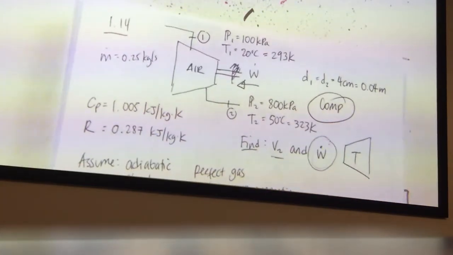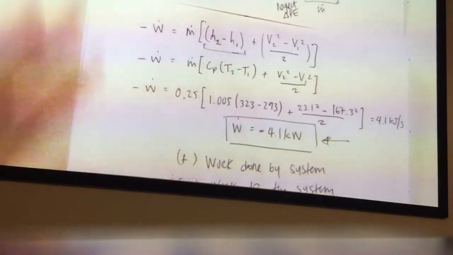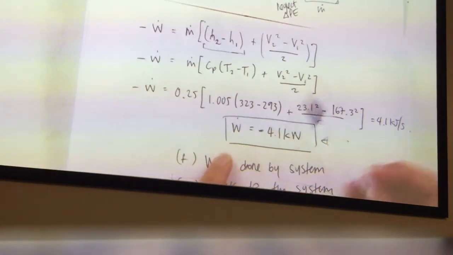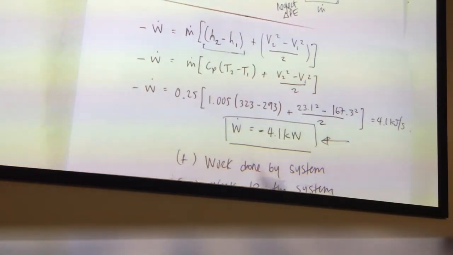So we have a compressor, work goes in, and this is really where you notice something. If you're doing a problem and something went wrong, it's when you see the compressor. If you get the numerics right as you go along the problem, you'll notice what's going on. We have work done to the system, and that's the definition of a compressor, negative 4.1.